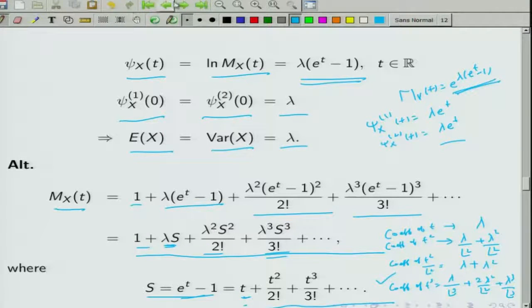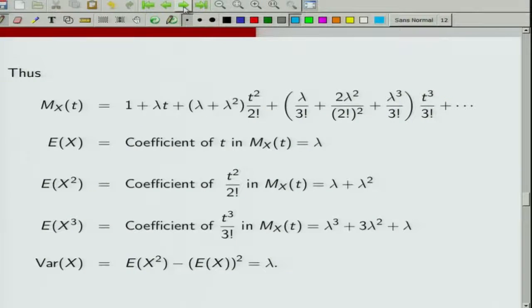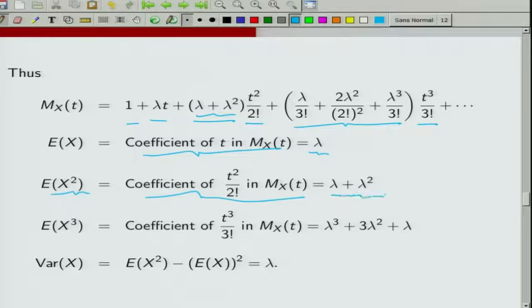So finally we summarize this as this. M x of t is 1 plus lambda t plus lambda plus lambda square, which was the coefficient of t square by factorial 2. The coefficient of t cube by factorial 3 turns out to be this, as we just saw. So the expected value of x is the coefficient of t in M x of t, which is the same as lambda. The expected value of x square is the coefficient of t square by factorial 2 in M x of t, which is lambda plus lambda square. The expected value of x cube you can also get, which is the coefficient of t cube by factorial 3 in M x of t, which is nothing but lambda cube plus 3 lambda square plus lambda.